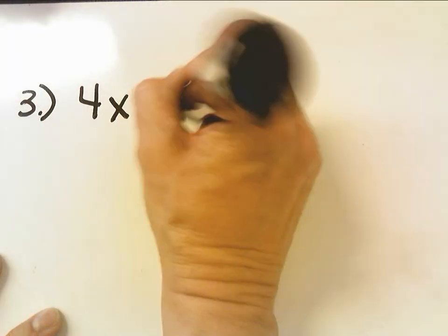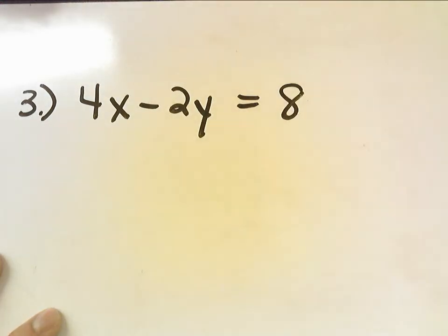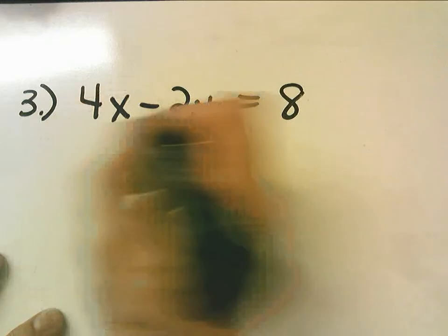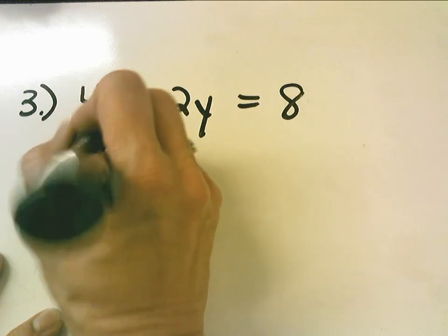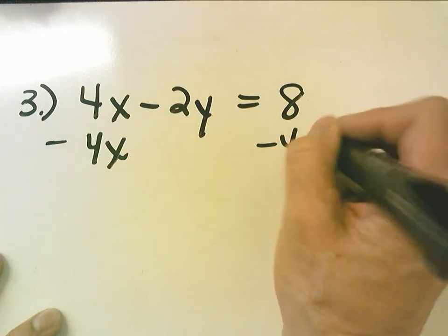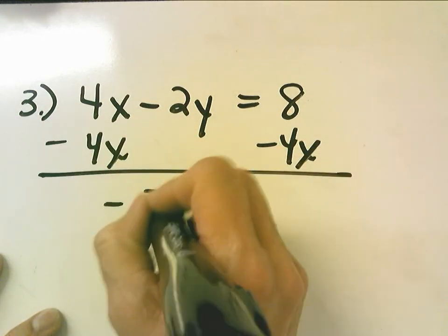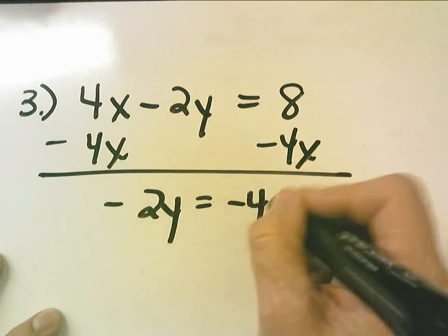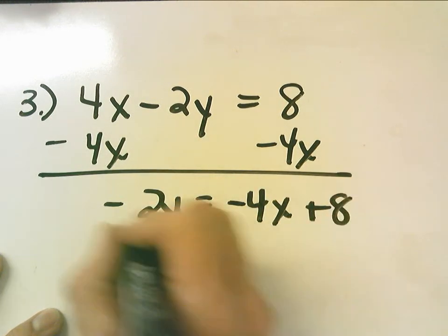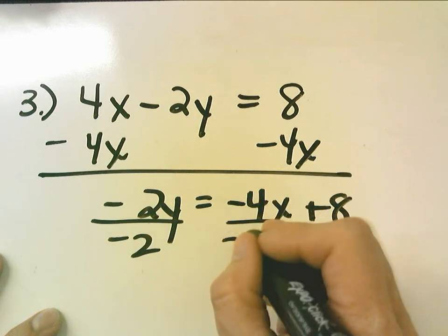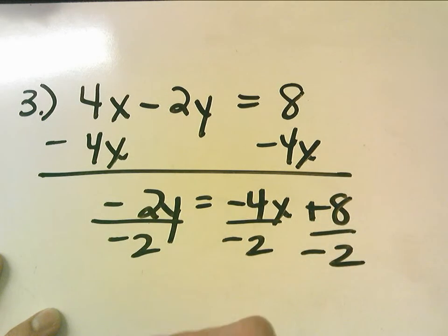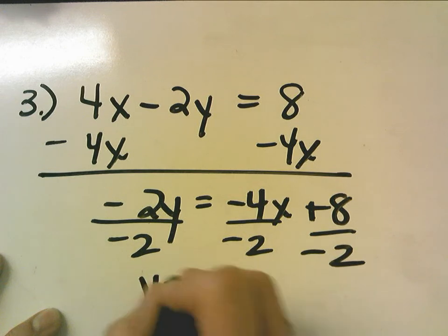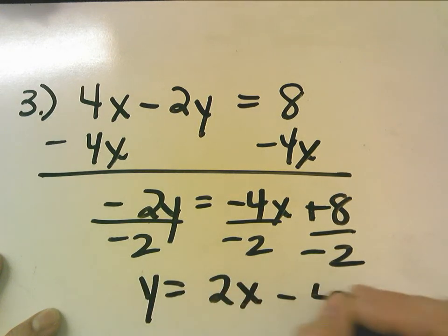So 4x minus 2y equals 8. This is not in slope-intercept form, so I'm going to put it into slope-intercept form. I do that by solving for y. So negative 2y equals negative 4x plus 8. Divide by negative 2. Y equals 2x minus 4. So m equals 2, b equals negative 4.